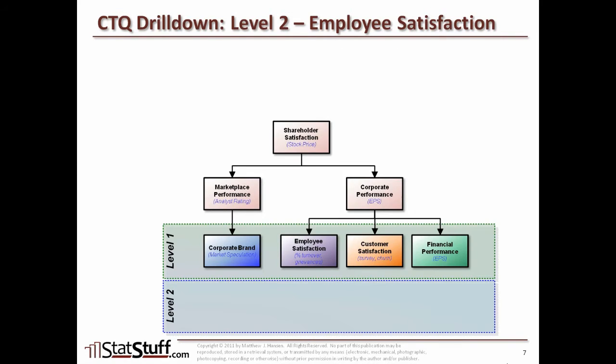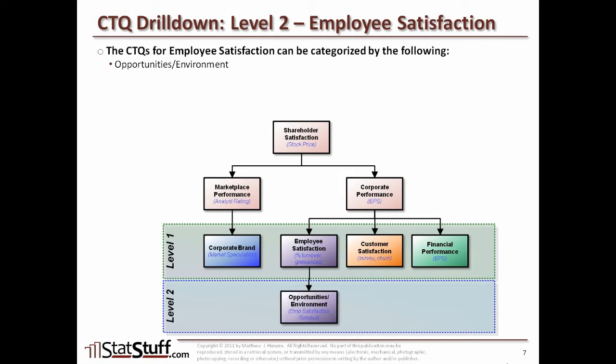All right, now let's explore the level 2 CTQs for employee satisfaction. As we dig into those, a couple of the items that come to mind are opportunities or environment that could influence employee satisfaction. Some examples of those are the advancement potential that employees have in the organization, the ability for them to improve their skill set or be retained, or the working conditions and the safety of the environment provided by the organization. All of those are things that could affect the satisfaction of the employees.